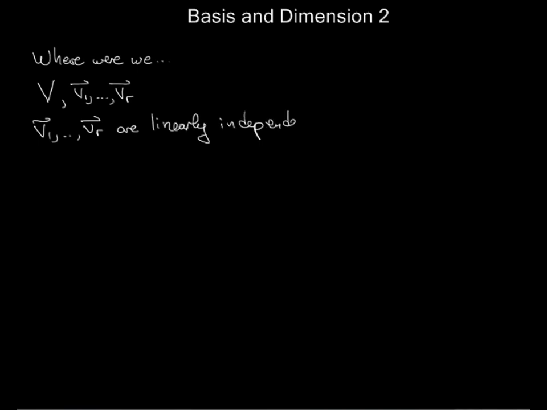We were talking about vector spaces, and we had a set of vectors, and we had the notion of what it means for them to be linearly independent. And recall what that meant was that if we had a linear combination of them, c1 v1 through cr vr being equal to the zero vector, the only way that can happen is if all of the constants are zero. That's what it means for them to be linearly independent.